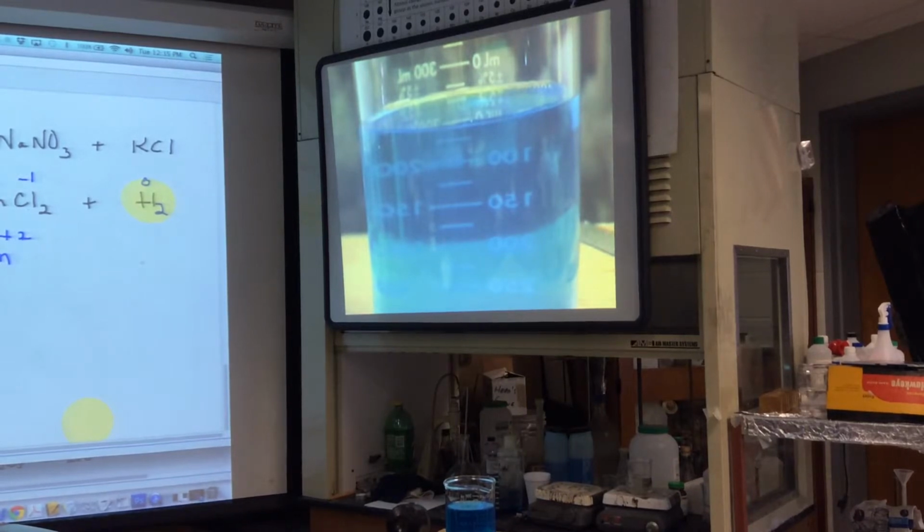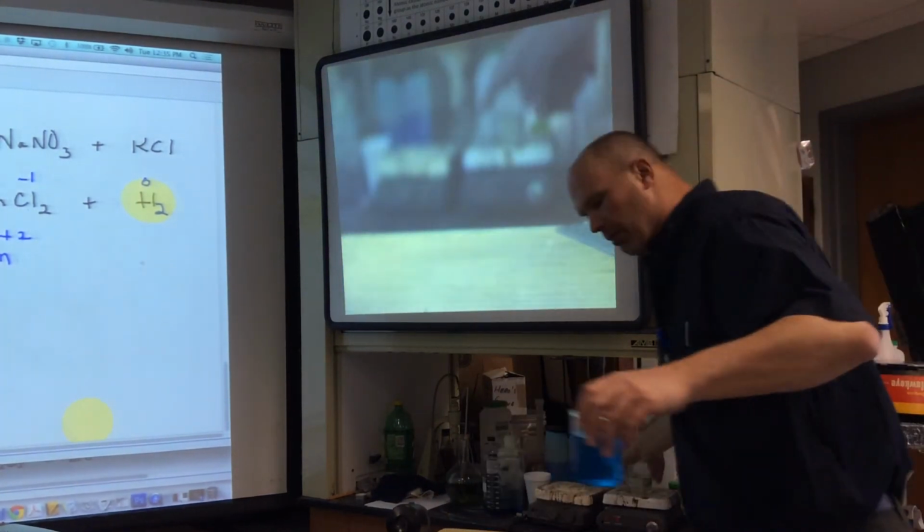So we're doing number 3 right now. We have zinc plus hydrochloric acid making zinc chloride and H2. That's what we just did. That's what this reaction is right here.